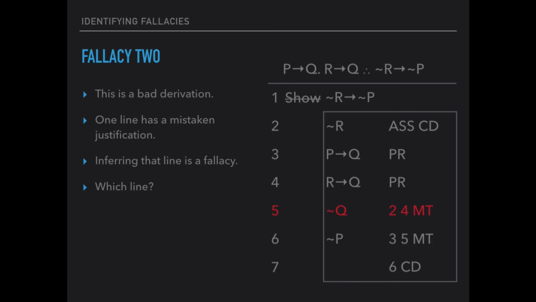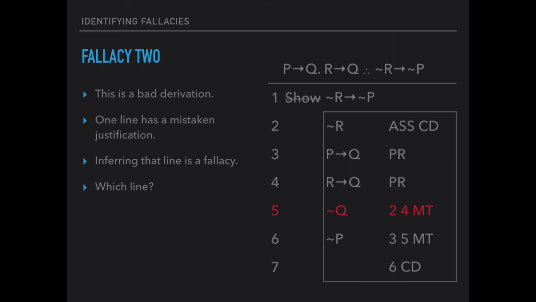Well, if it's modus tollens, we need to have a conditional as one premise, and we need the negation of the consequent as the other premise, and we need the negation of the antecedent as the conclusion. So let's look at our premises. They're 2 and 4. So we have a conditional, that's good, but then we have the negation of the antecedent. We need the negation of the consequent, but we have the negation of the antecedent. So we have the wrong premises. We don't have the right premises.